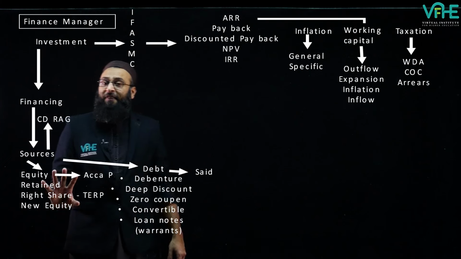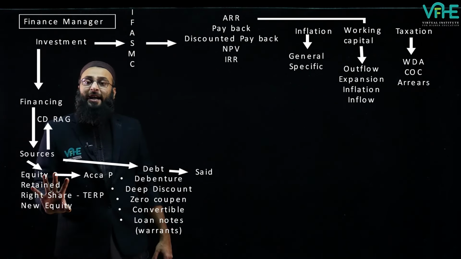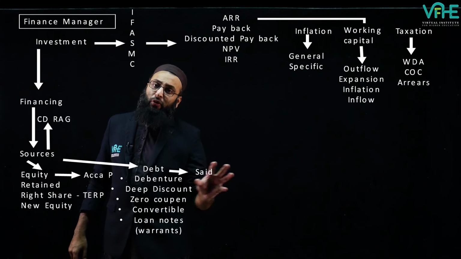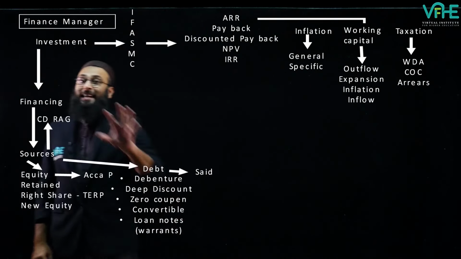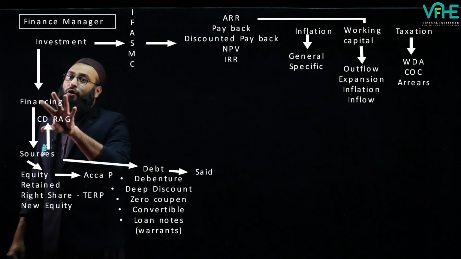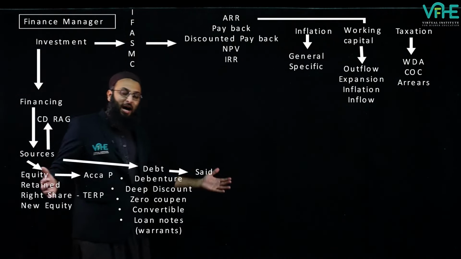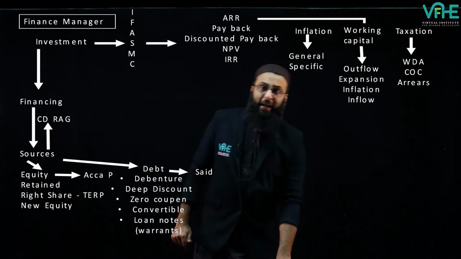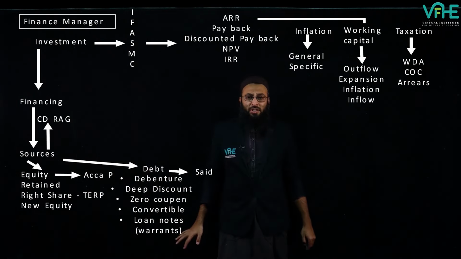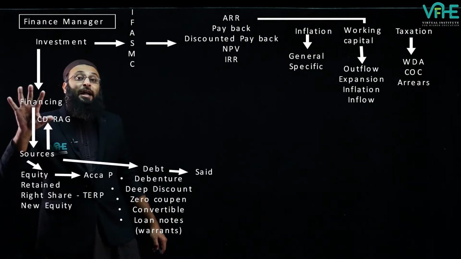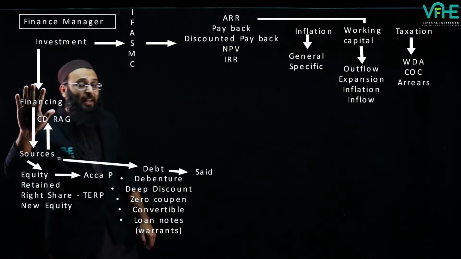So ACCA are the factors that you use when you are deciding between equity sources, SAID are the factors which you are using when you have to decide between debt sources, and CD-RAG are the factors that you have to use when you decide between debt and equity. Excellent, okay? So having said that, sources of finance options are available to the finance manager, and through this the finance manager will take the financing decision.